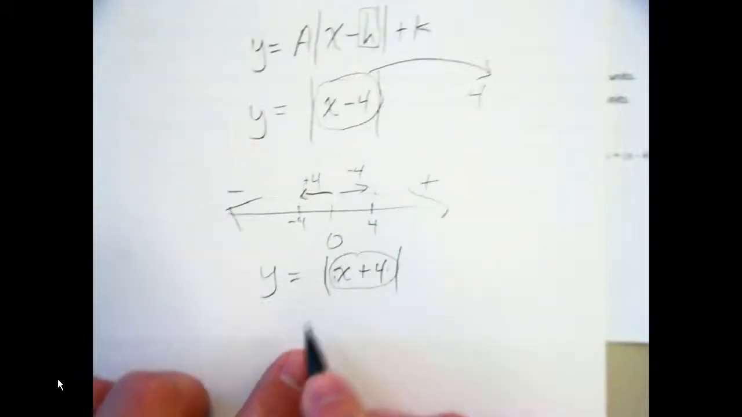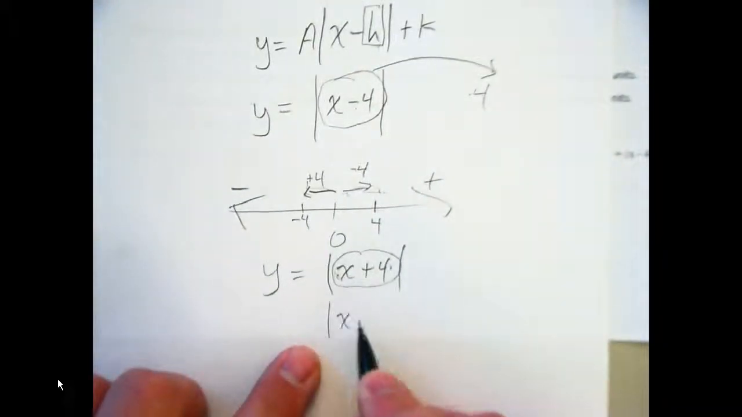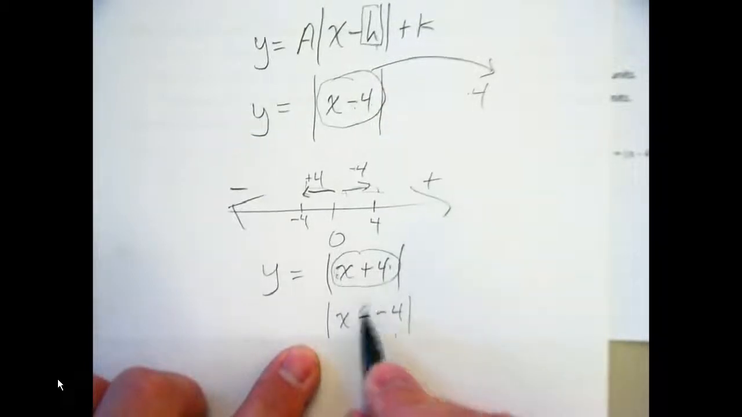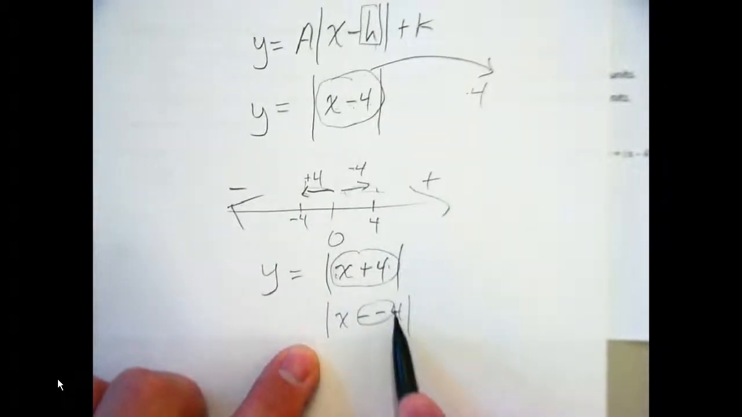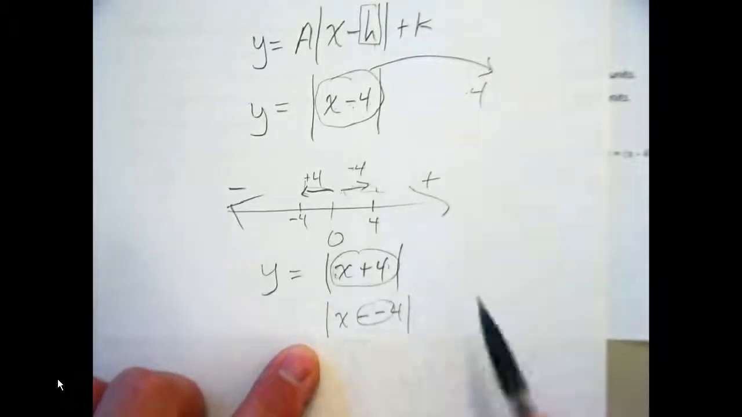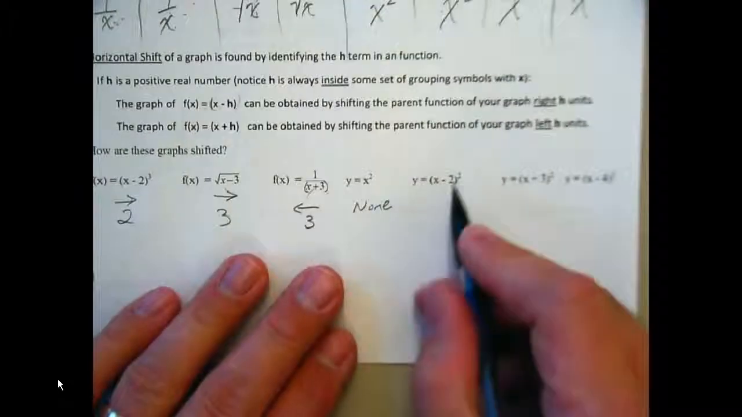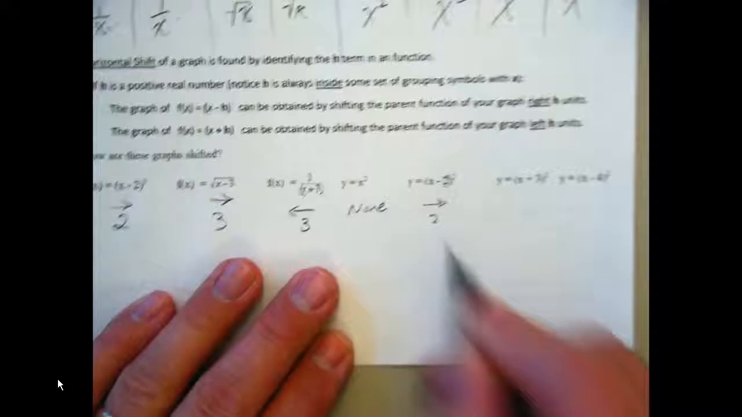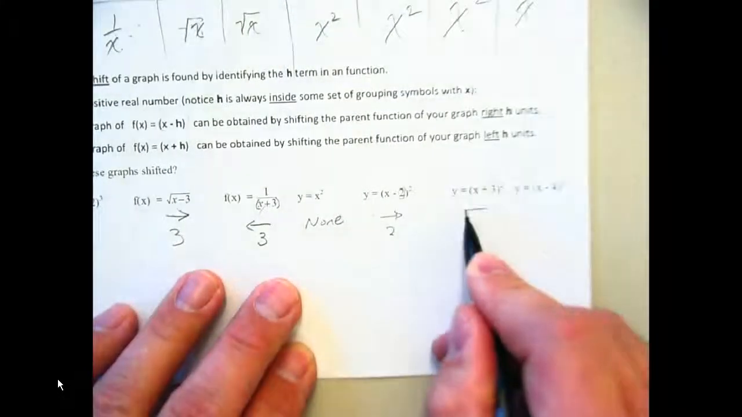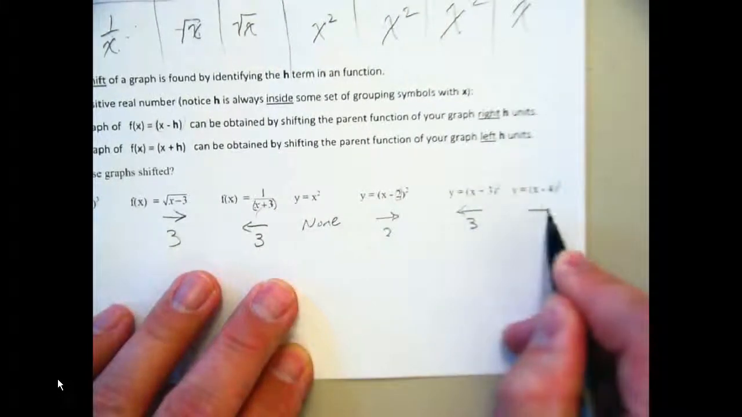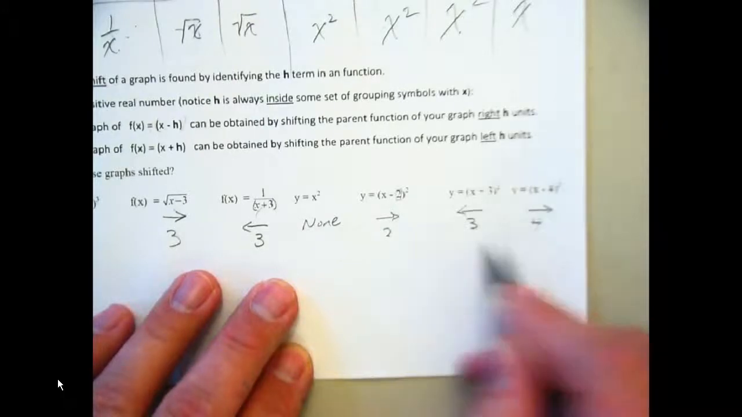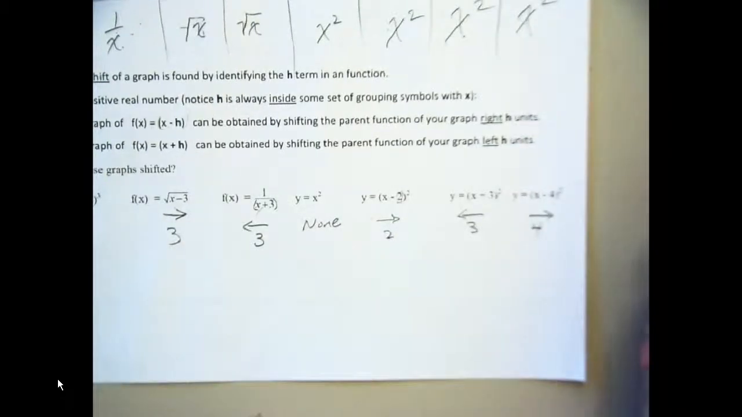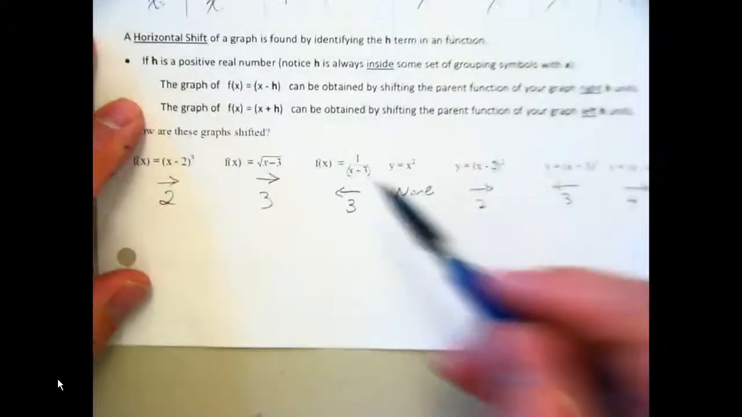So when you get a plus, like on this one here, you have x minus negative 4. That's how you get that positive. So that negative 4 is where you're going to. On this one, since it's minus, we just focus in on the 2, and we're going to the right 2. This one is to the left 3. Right 4.